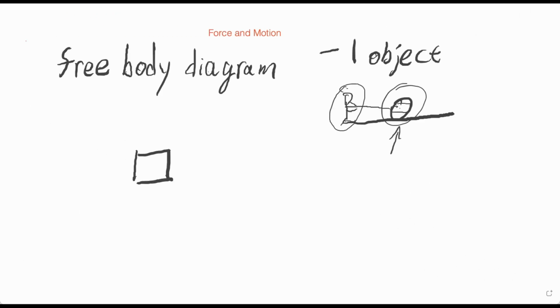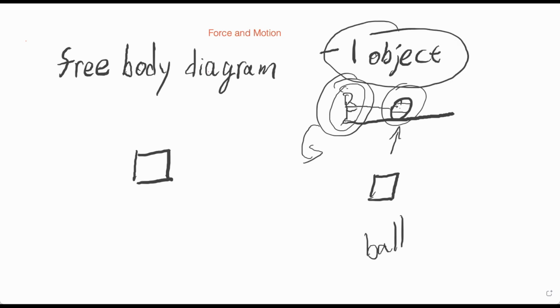Now, to represent this ball on the free body diagram, you will first have to draw a square, which is this is the ball. And of course, you know that there is actually a person pulling here. But you will not include this person inside your free body diagram because your free body diagram only has one object. It only illustrates the object where the force is acted upon. So in this instance, it will be having a force acted upon here.